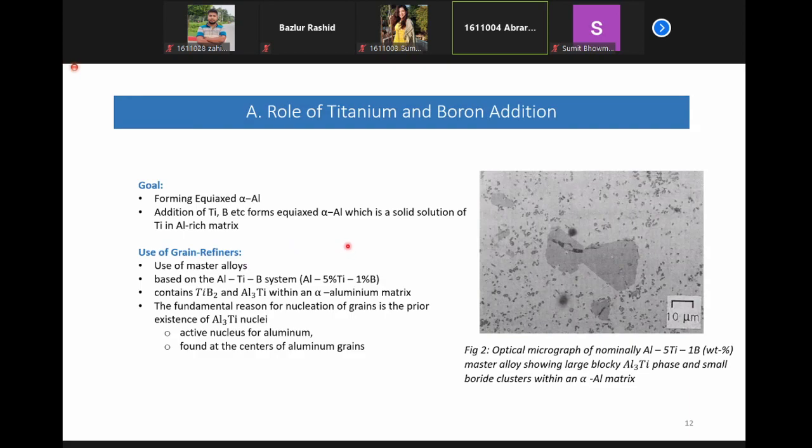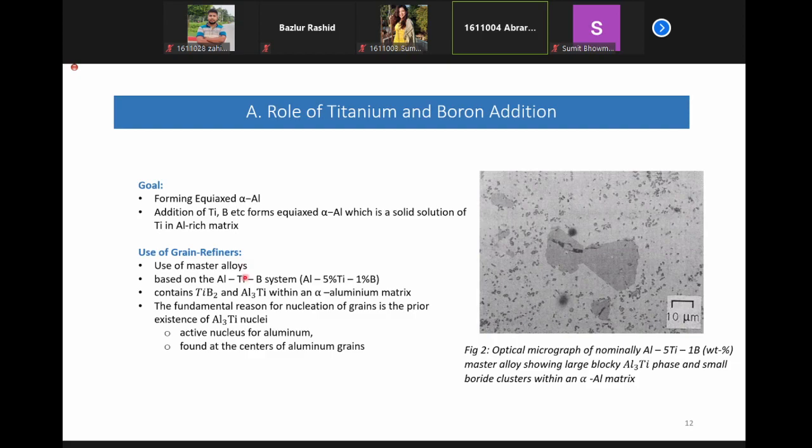The normal grain refiners that we add to aluminum are basically titanium and boron. The goal here is to form this equiaxed alpha aluminum phase, which is basically solvent aluminum with little amounts of titanium boride dissolved in it. The way we use a grain refiner is based upon this master alloy system of aluminum, titanium, and boron, which contains particles of titanium boride and aluminum titanium aluminide in the alpha aluminum matrix.